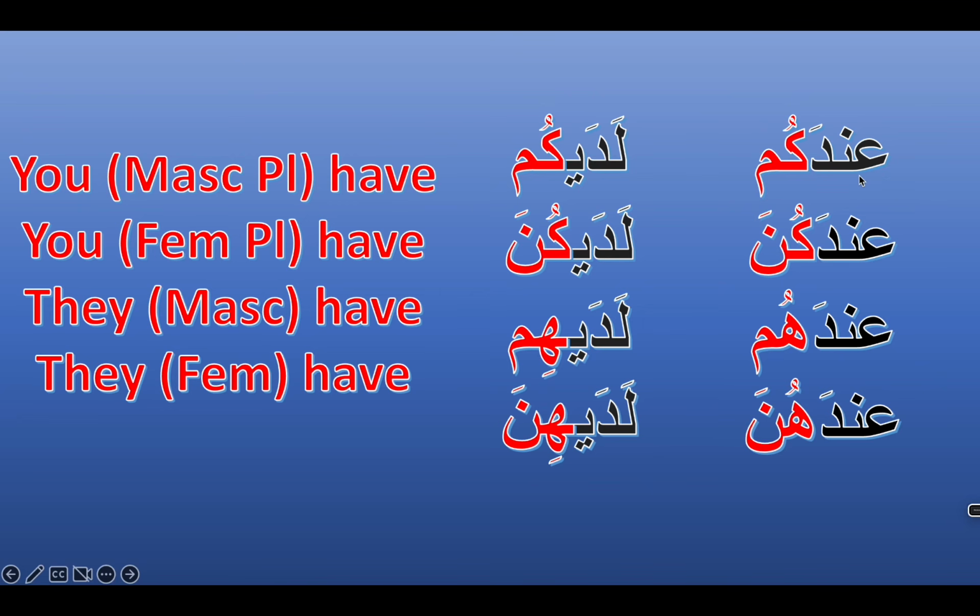Let's continue with the rest of the pronouns. عندكم, عندكن, عندهم, عندهن. لديكم, لديكن, لديهم. Notice not لديهم, but لديهم, because the last sound is an e. لديهن. Again, not لديهن, but لديهن.